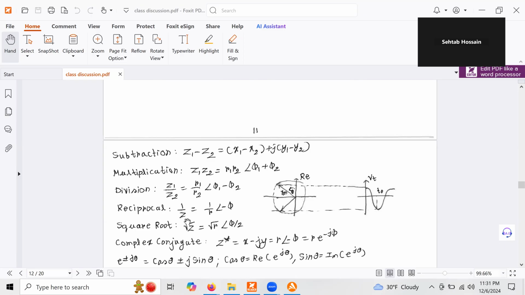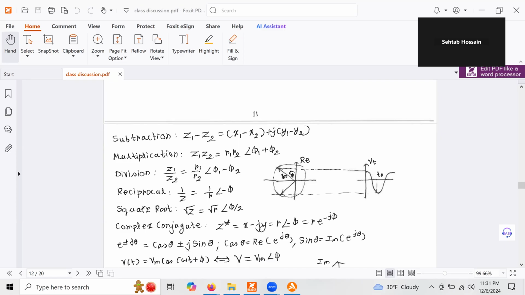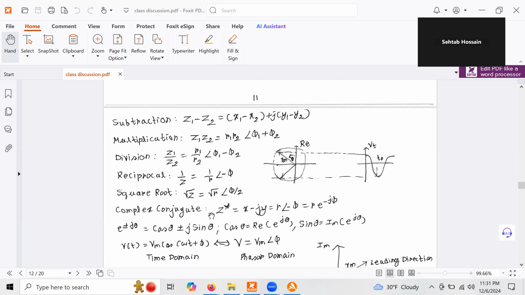And the reciprocal of a rectangular signal will be just like this. So their angle will be just a minus. And how about the square root of a rectangular signal? It will be the root of the amplitude and half of the phase. So what is the complex conjugate? Opposite of the complex signal. So Z conjugate will be x minus jy. And then their phase will be negative and their exponential sign will be negative.